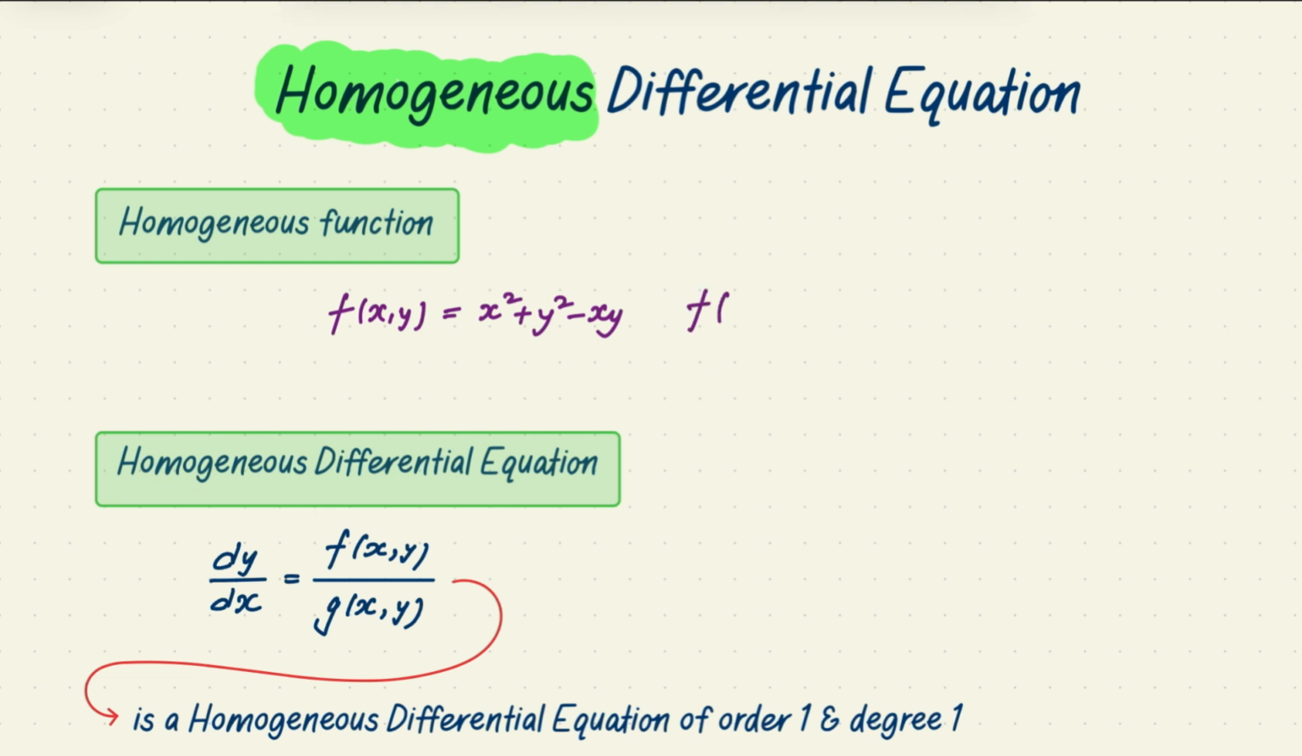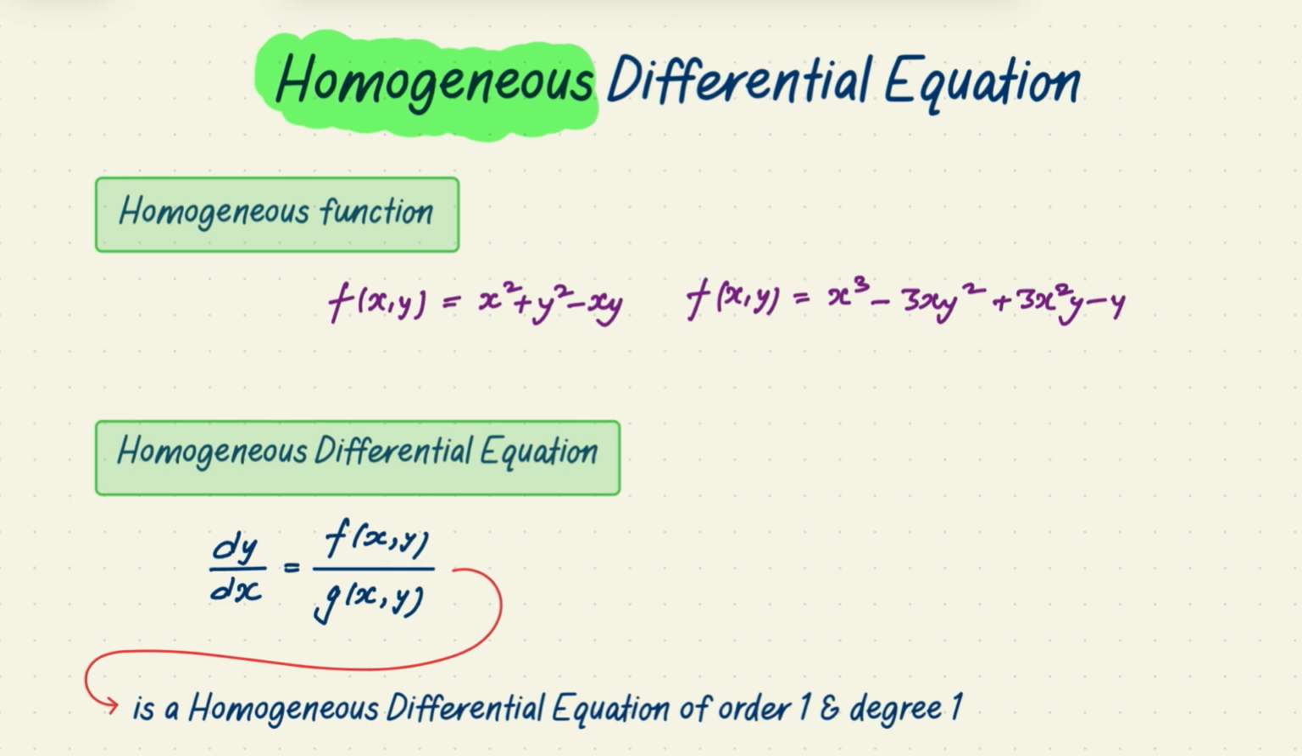Suppose there is a function of x and y where the expression is x cubed minus 3xy squared plus 3x squared y minus y cubed. So here, if you see, each and every term, that is the first, second, third and fourth term, is of degree 3, because here you can see the power of x is 3, here the power of x is 1 and the power of y is 2, but altogether the power is 3. So this kind of function where each and every term has the same degree is called a homogeneous function. Now let's come to what a homogeneous differential equation is.